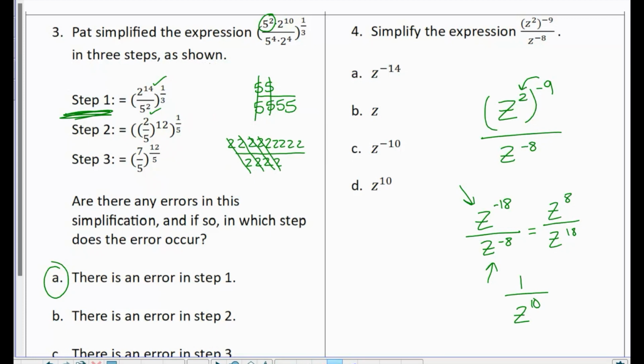Now, I don't have a problem that looks like this, so I have to try a different method. I also know that 8 minus 18 is z to the negative 10th. And I know that z to the negative 10th is the same thing as 1 over z to the 10th. So that's going to be C.